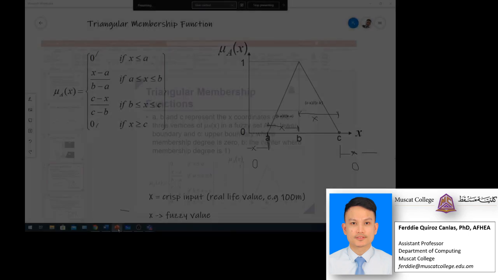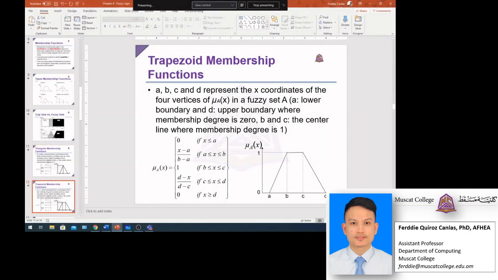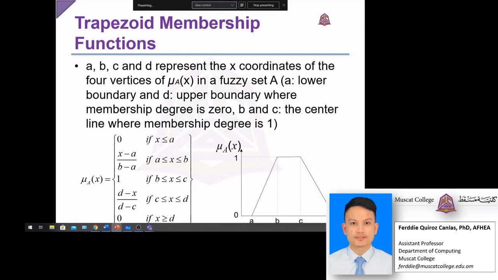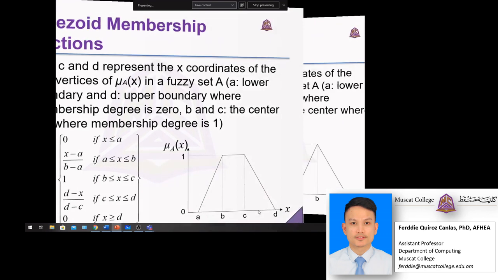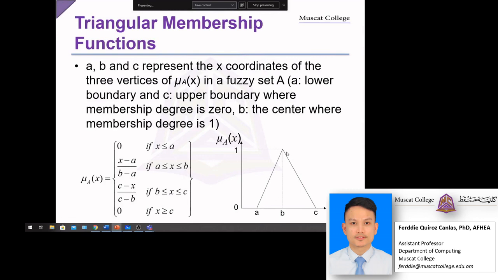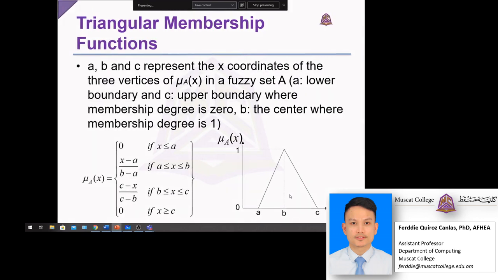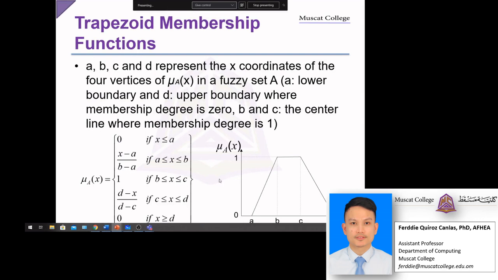Now let's proceed to the next function, which is the trapezoidal. For the trapezoidal, it is the same concept as the triangle, right? But this time, we are using four vertices, A, B, C, and D. Compared to the triangle, we only have three vertices, so we likely have more formulas to use here.